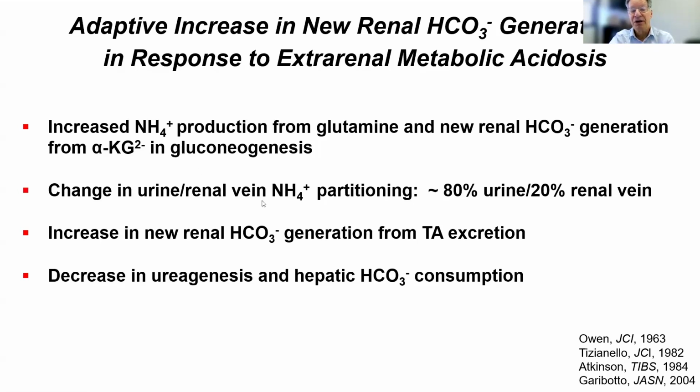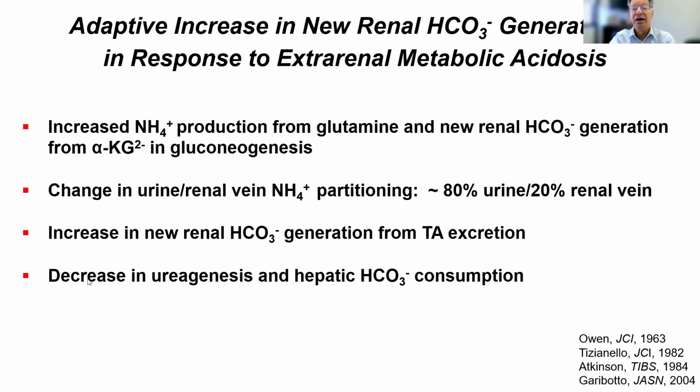The kidney, though, takes that extra ammonia that's made, and now it sends 80% of it into the urine. So the kidney, in an extrarenal metabolic acidosis, changes its ammonia partitioning. Instead of 60% of the total going into the urine, it increases to 80%, which is good because you don't want all that extra ammonia going back into the blood and making urea. Otherwise, this would be futile. The kidney also increases new renal bicarbonate generation from protonating phosphate in the proximal tubule lumen and the collecting duct lumen. As I said, we call that titratable acid, or TA, excretion.